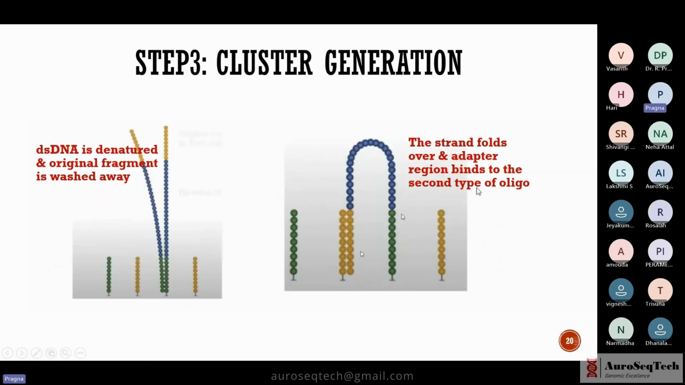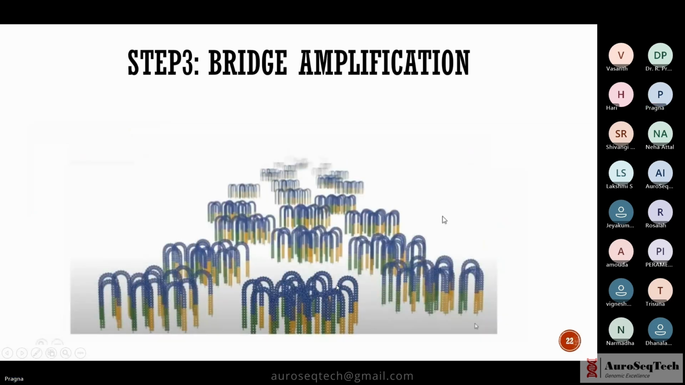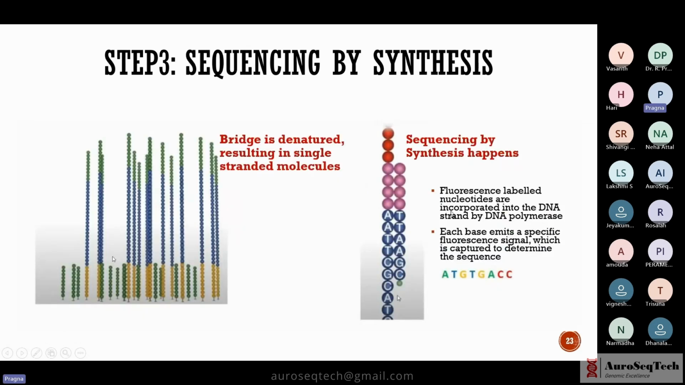So now, as you see here, we have this fragment, but this strand folds over and binds to another adapter region. Now again, what happens after this? Another DNA polymerase generates a complementary strand and forms a double-stranded bridge. This way, we have millions of bridges on a flow cell. After that, this bridge is denatured and it produces multiple single-stranded molecules, as you see here. So now we have multiple single-stranded molecules.